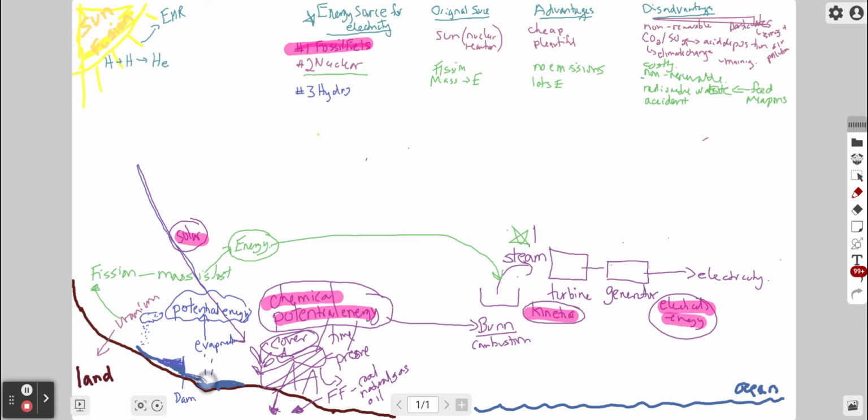As we let it out, I'm going to put it right here. This is where we're going to put our turbine. We're going to use the water to turn our turbine, which turns the generator. Again, same pattern, turbine turns the generator to create the electricity. But this time we don't have to burn anything. There are no emissions, no harmful emissions. So I'm going to write that down, no emissions.